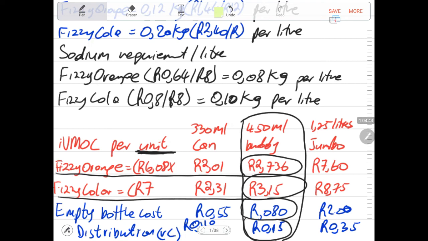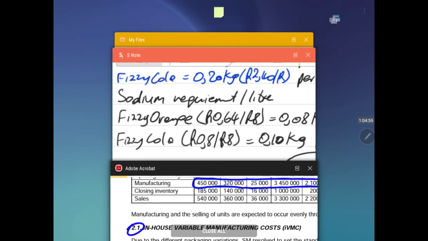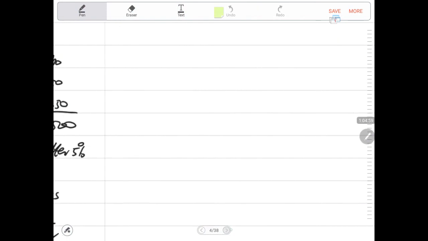So I'm very happy when we deal with that. So it will be Fizzy Orange body, Fizzy Cola body. That is our focus. Remember, the selling prices were the same. It was 8.70 if I still remember. So now we have Fizzy Orange.